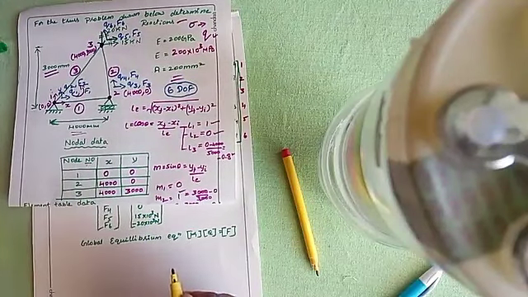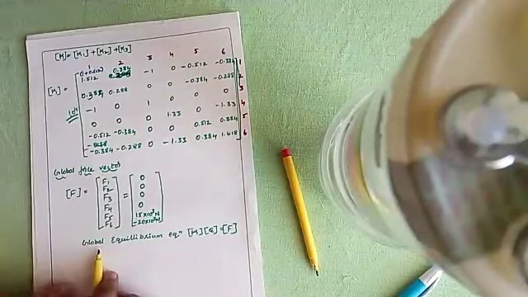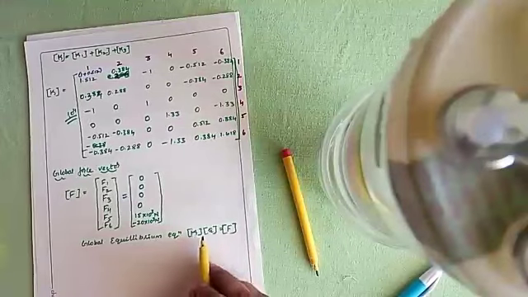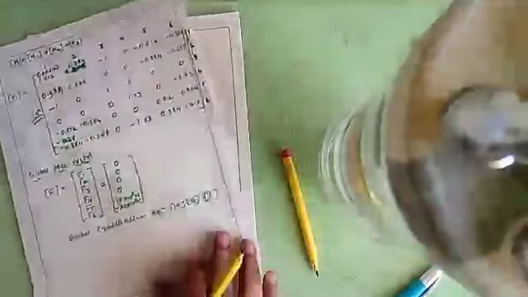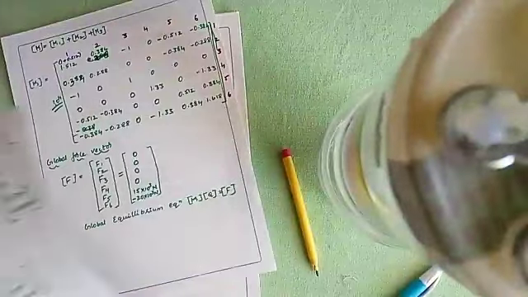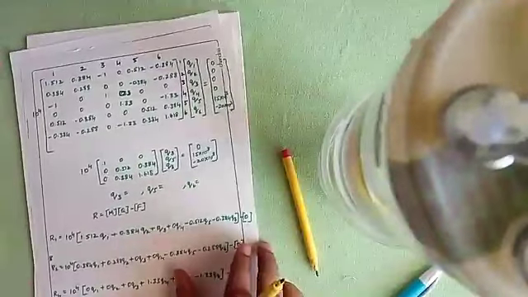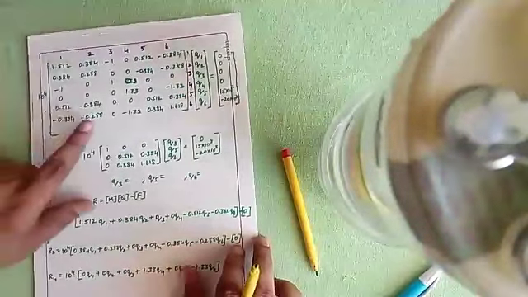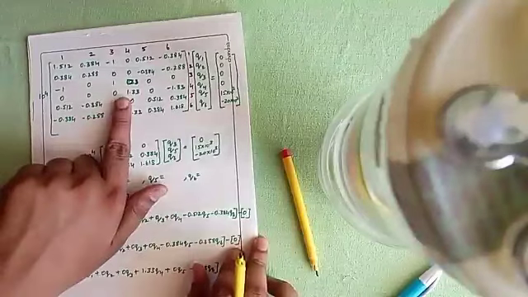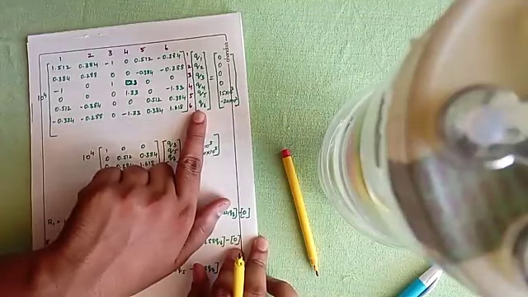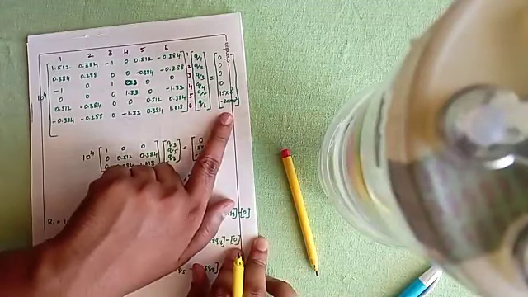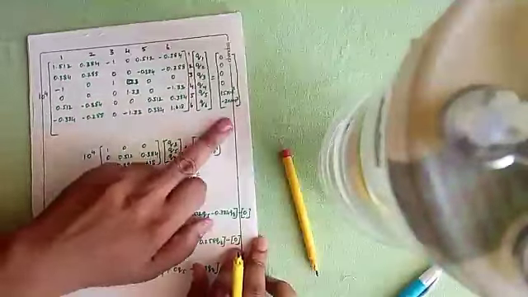So our next step is to form the global equilibrium equation, which is given by K into Q equals F. I've already written that. If I try to write that, you are going to get it like this. So this is your global stiffness matrix, and this is your global displacement matrix, and this is your global force vector or global force matrix.